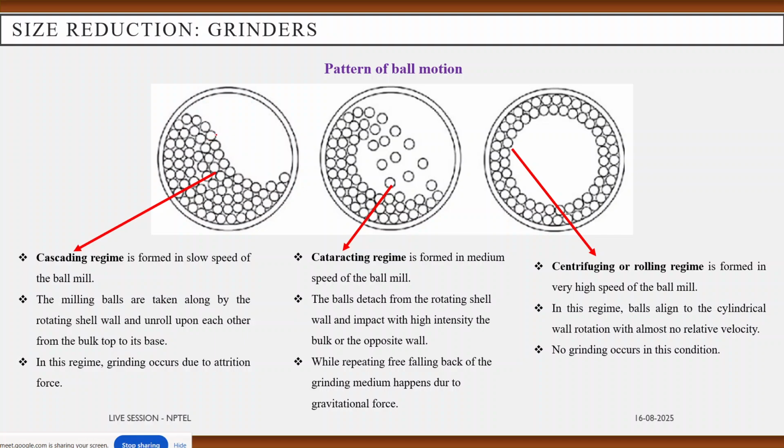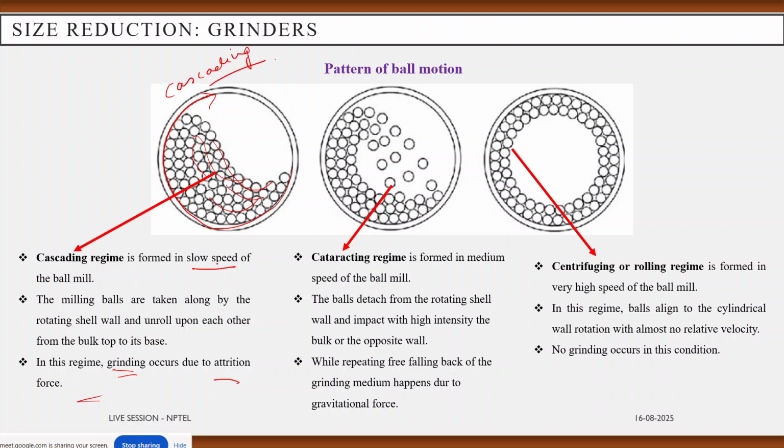There are basically three regimes it follows when the grinding is happening inside the ball mill. The first step, when it is at a very low or slow speed in the ball mill, the milling balls are taken along with the rotating shell and roll over each other, and there is attrition occurring. So by the force of attrition only, the grinding is happening. It is known as the cascading regime.